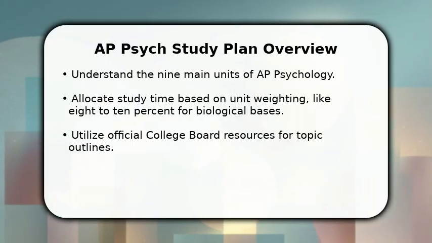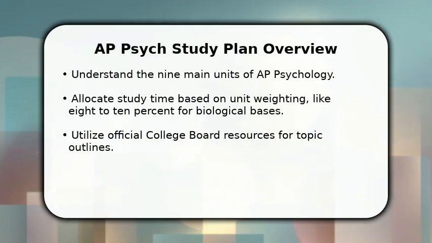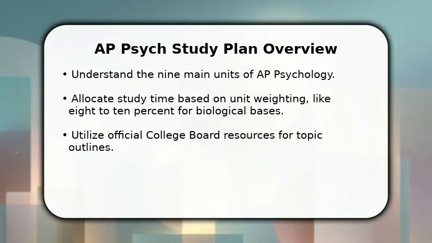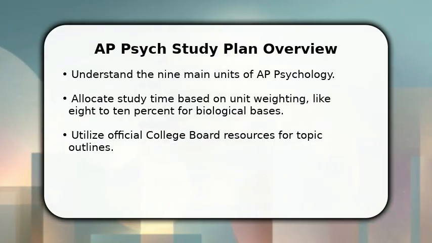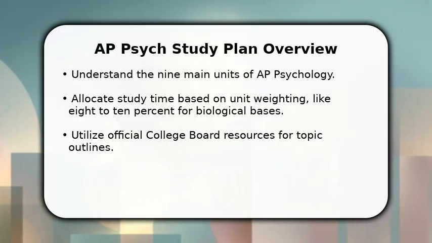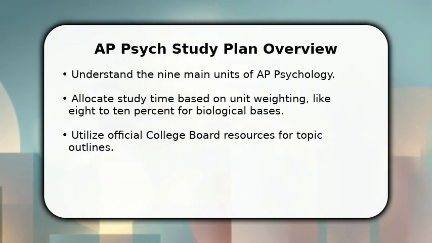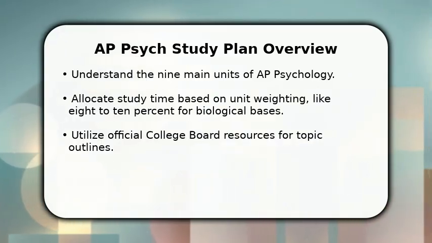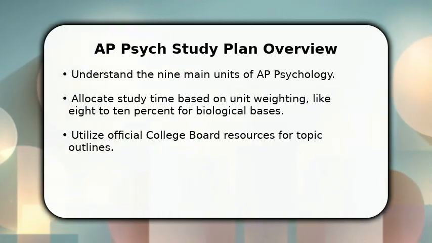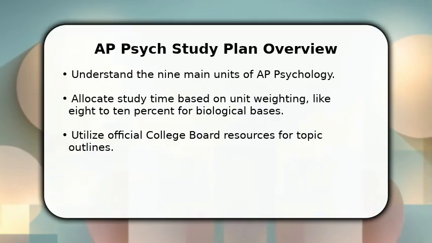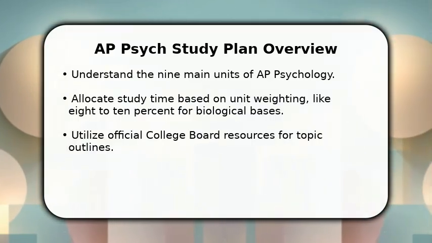In this video, I will explain how to study AP Psychology. First, familiarize yourself with the course content, which is divided into 9 main units. These units cover everything from research methods to social psychology. Pay attention to the weighting of each unit. For instance, biological bases of behavior accounts for 8 to 10% of the exam. This helps you prioritize your study efforts effectively.